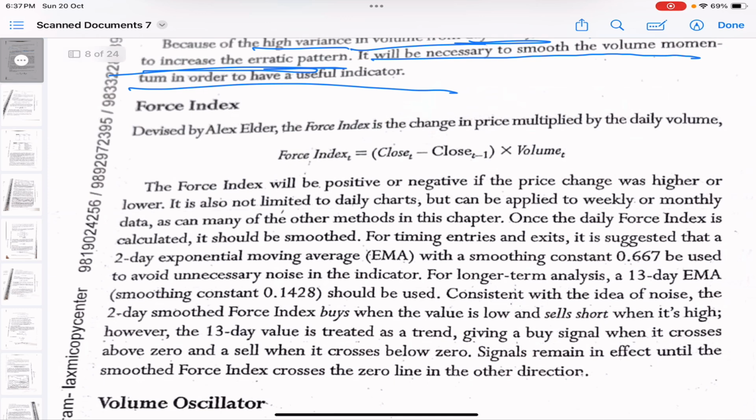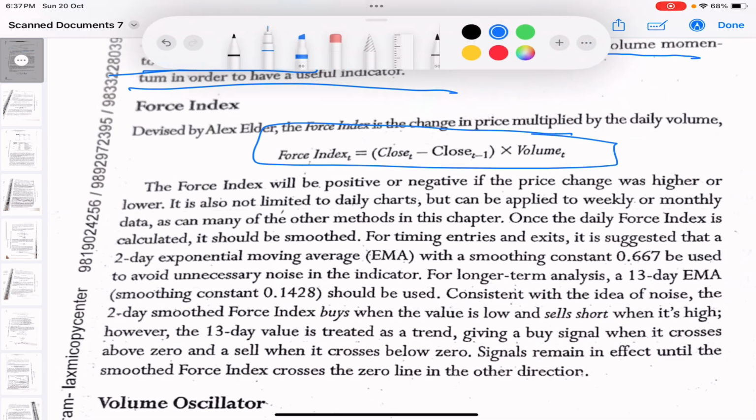So Alexander Elder was the person who devised the force index. The force index is the change in price multiplied by the daily volume. So the change in the price multiplied by the daily volume will give you the force index. Now you need to keep this formula in mind. Closing of today minus close of yesterday multiplied by volume.